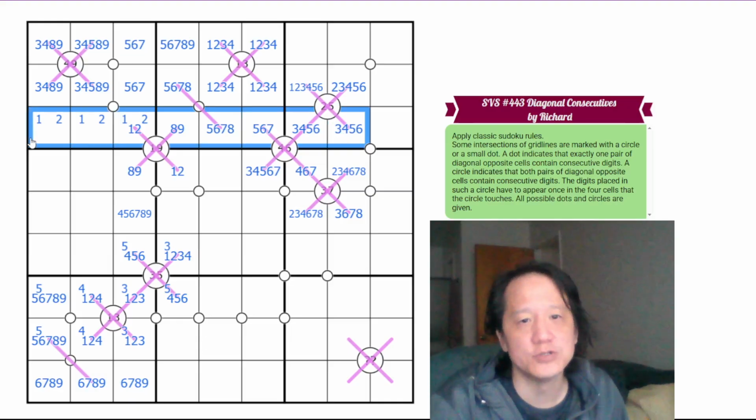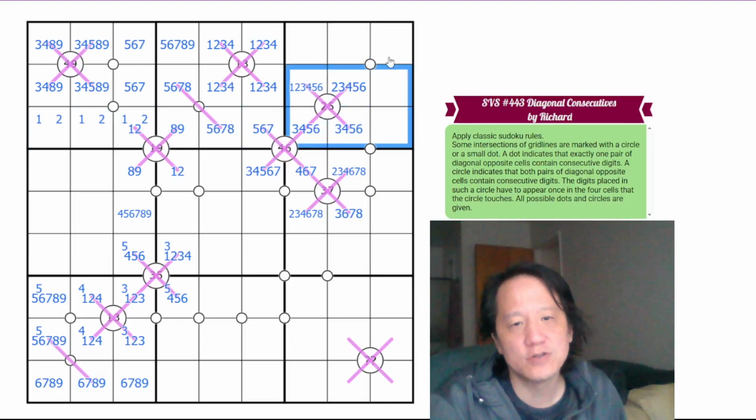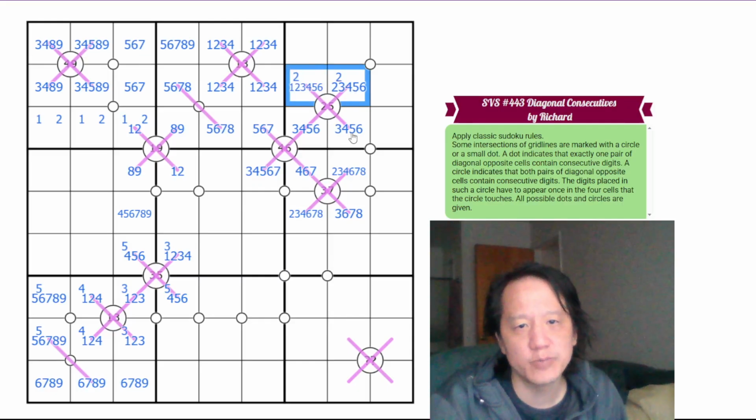Where is the 2 then in box 3? It has to be one of these 2 digits. So we're guaranteed a 2 here, which means 1 and 3 cannot be here. They have to be here. So this must be 2 with 3 being here. So 3 cannot be here.